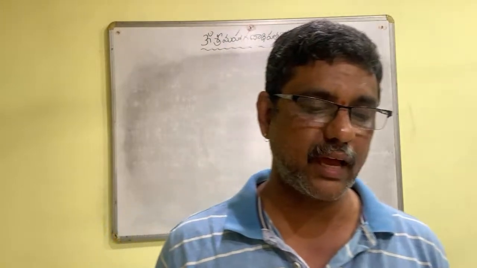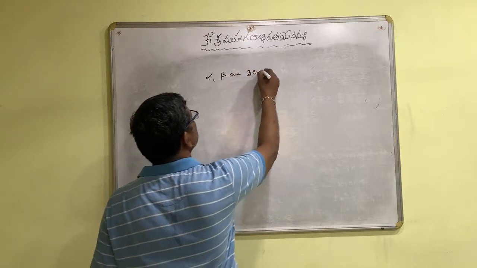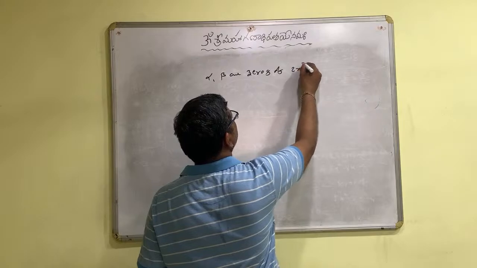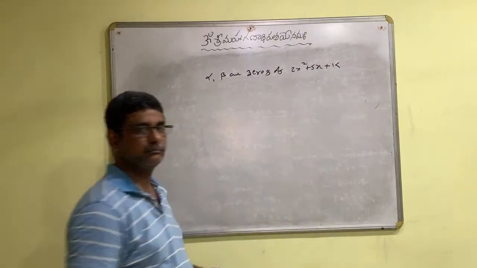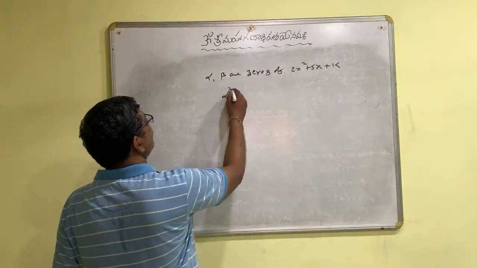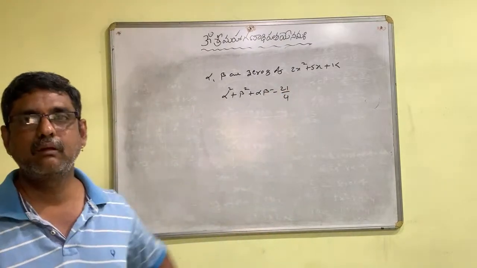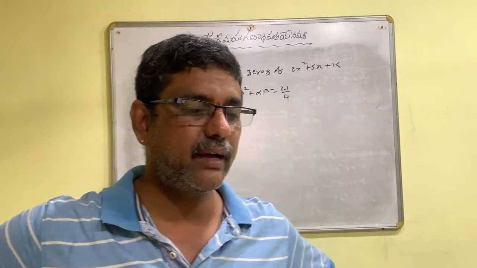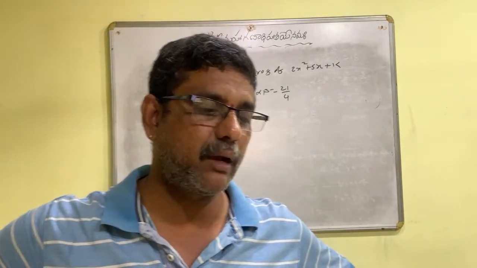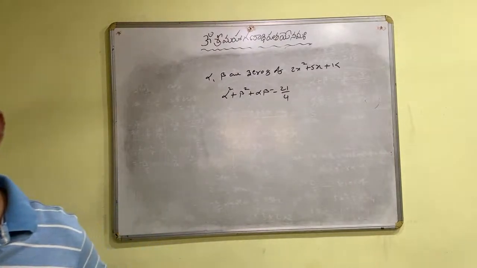Alpha, beta are zeros of 2x square plus 5x plus k, satisfying the relation alpha square plus beta square plus alpha beta is 21 by 4. We need to find out the k value.